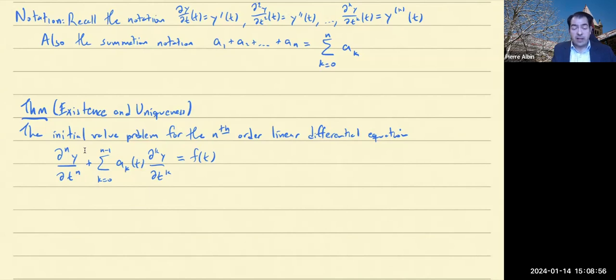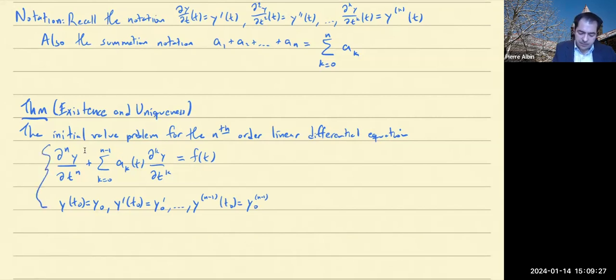To set up the initial value problem, we need to know not just the value of y at t naught, y naught, but also the value of the first derivative of y at t naught, which we denote y naught prime, up to the n minus 1th derivative at t naught, which we denote y naught n minus 1. Okay, so this is our initial value problem.